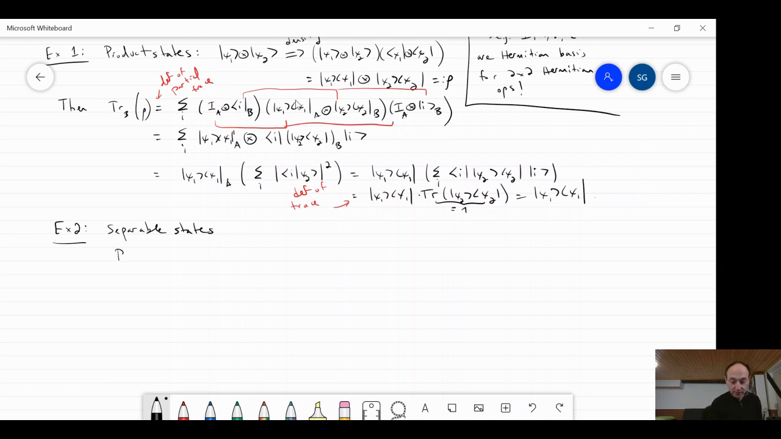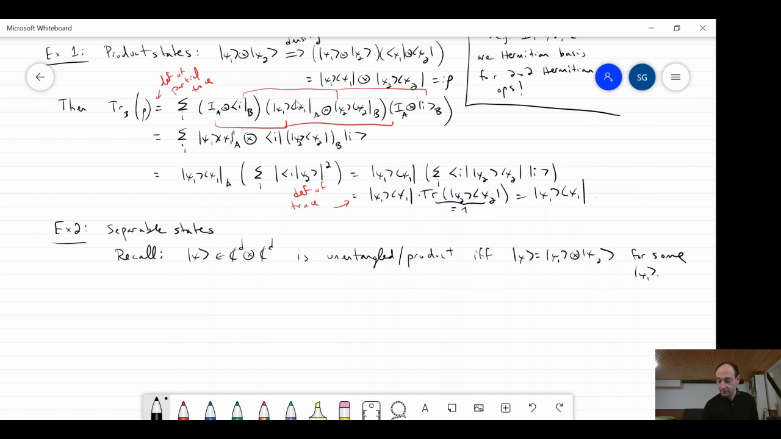Okay, so recall that a state, let's just imagine the dimensions line up, is unentangled, or is product, if and only if psi equals, let's say, psi 1 tensor psi 2 for some psi 1 and psi 2. So that's the definition we had.